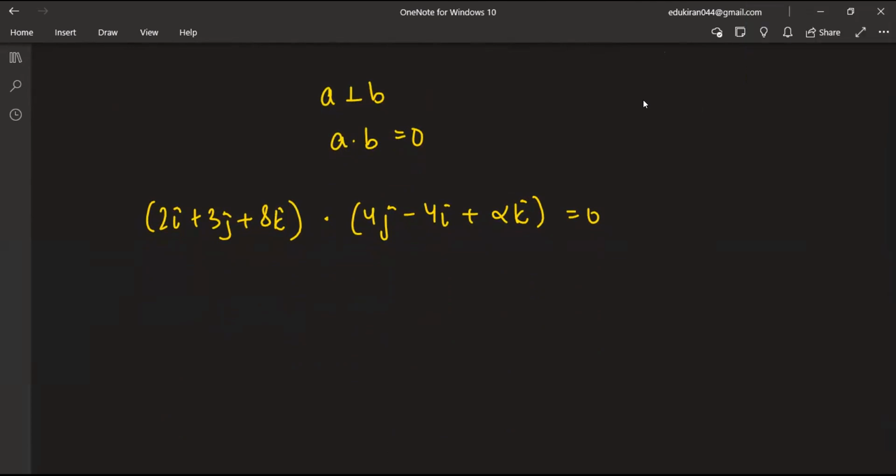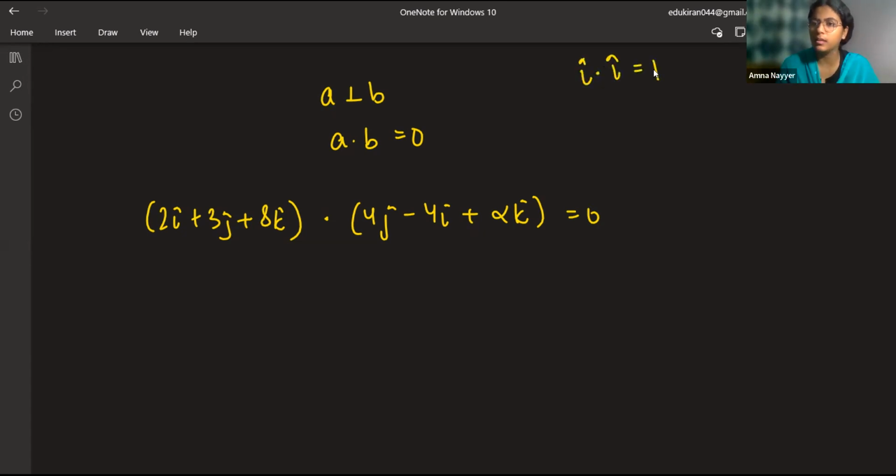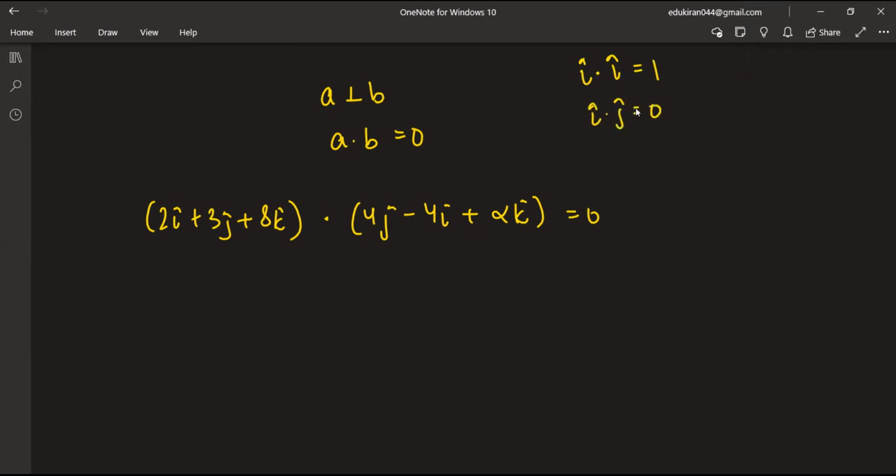Heather, you want to ask something? Yes, ma'am. I couldn't hear the part when you were explaining this: A is perpendicular to B, so A dot B will be equal to 0. Okay, see, this is exactly whenever two quantities are perpendicular. This is like i dot i was 1. Remember, i dot i was equal to 1, right? But when I wrote i dot j, this became 0.